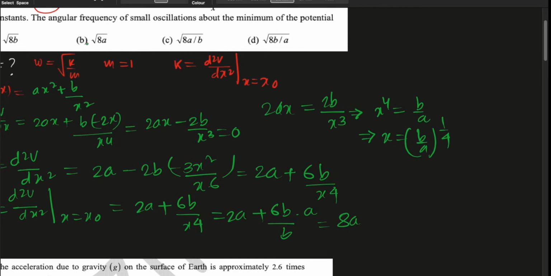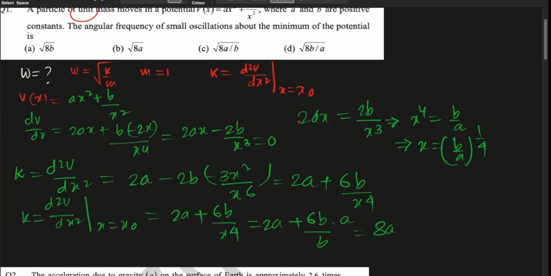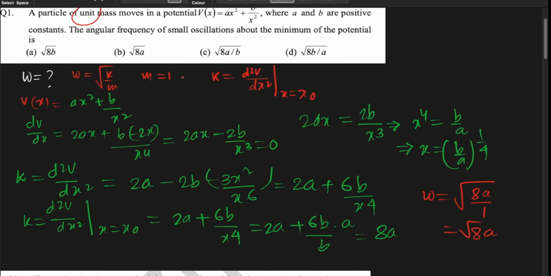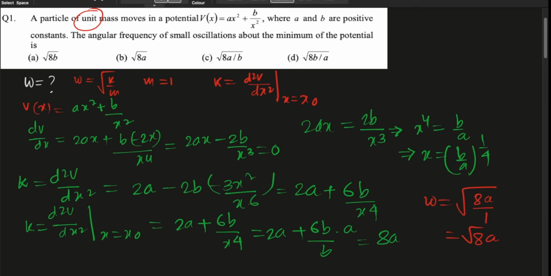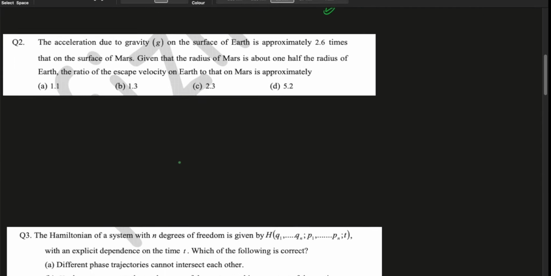Now we intended to find the value of omega, and omega is equal to the square root of k by m. So here omega, in place of k we can write 8a by 1, and that is equal to the fourth-root-free result, the square root of 8a, and this is the right answer. All right, so let's move on to the next problem.